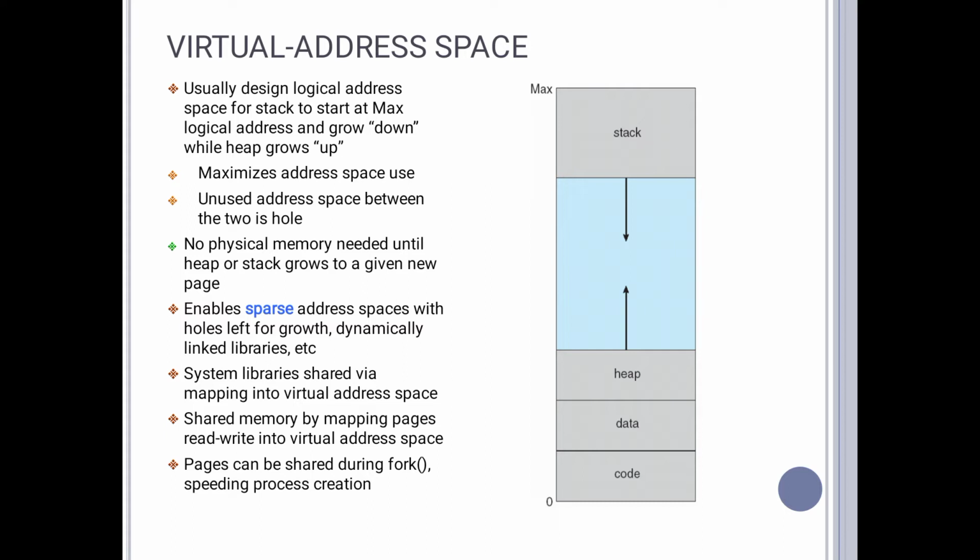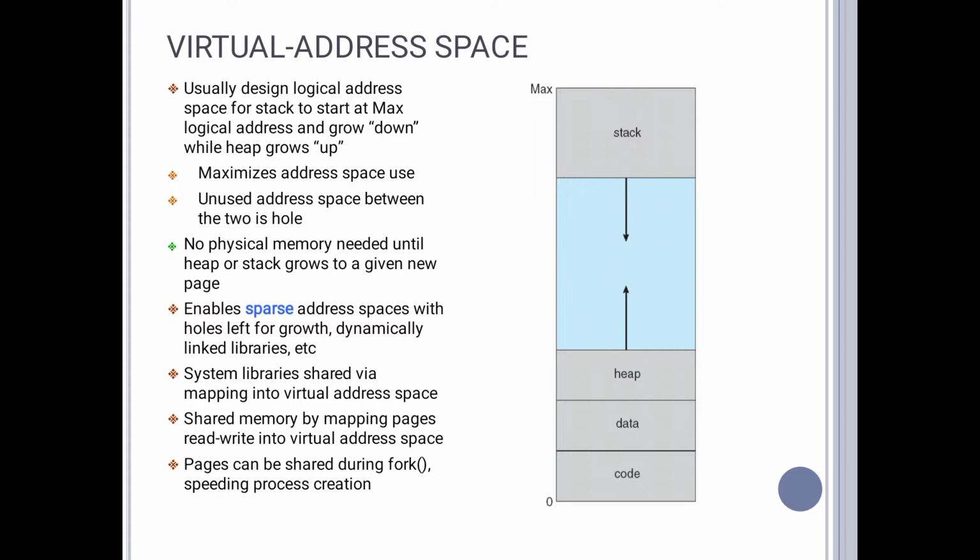Virtual address spaces that include holes are known as sparse address spaces. Using a sparse address space is beneficial because the holes can be filled as the stack or heap segments grow, or if we wish to dynamically link libraries or possibly other shared objects during program execution. In addition to separating logical memory from physical memory, virtual memory allows files and memory to be shared by two or more processes through page sharing.